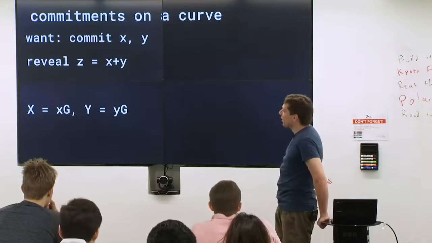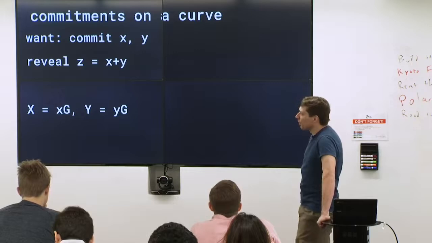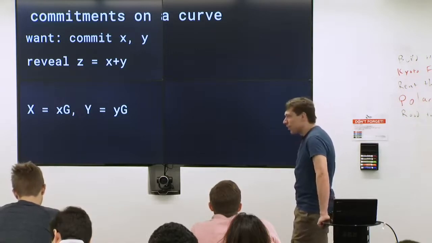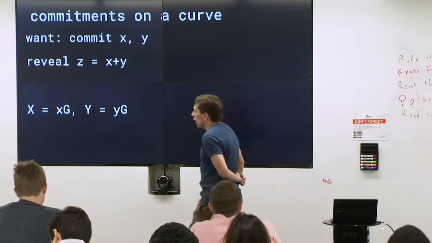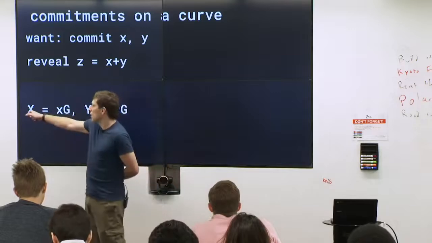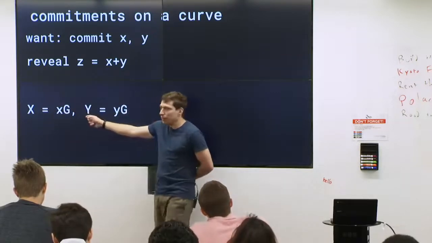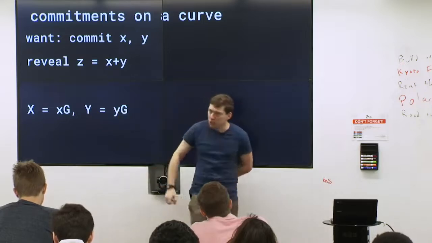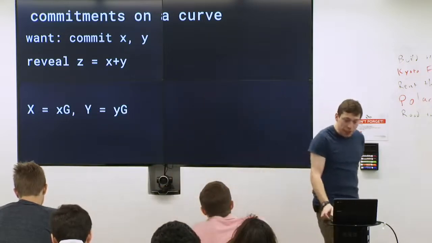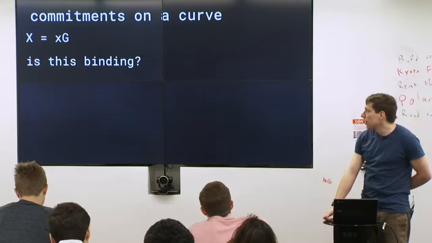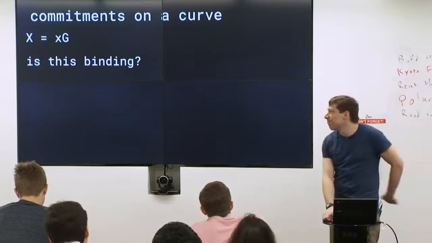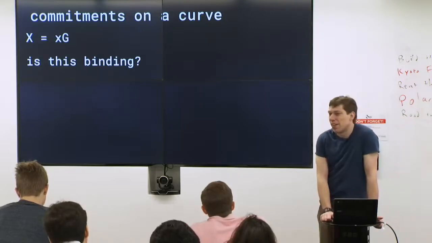So yeah, you want a commitment to X, you want a commitment to Y, you want to reveal Z as X plus Y. So what if you did this? You said, okay, I'm going to make a point on the curve, X, which is just my value X times G, point on the curve Y, which is my value Y times G. This does have that homomorphic property, right? But is this binding?